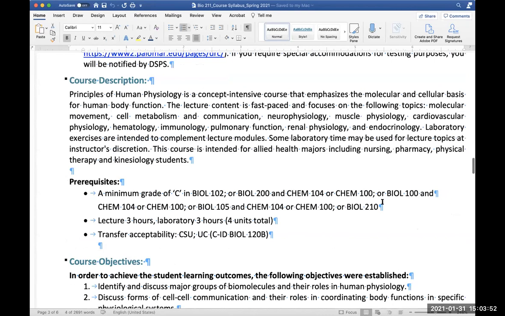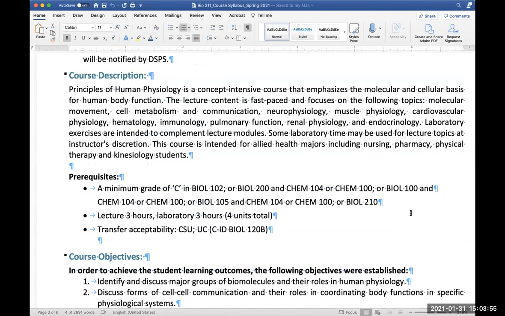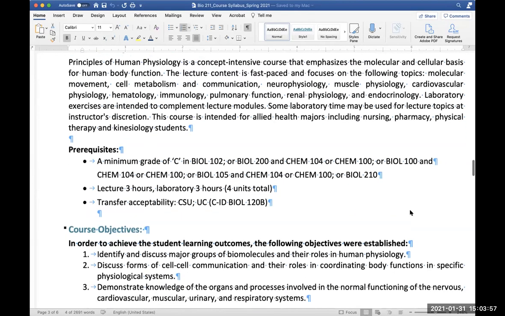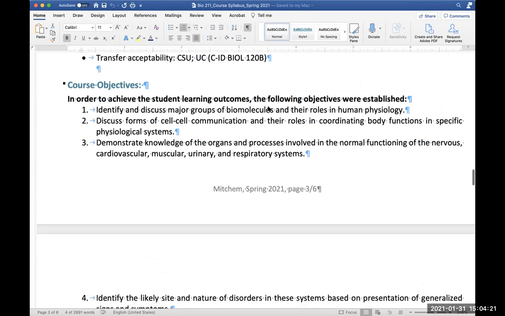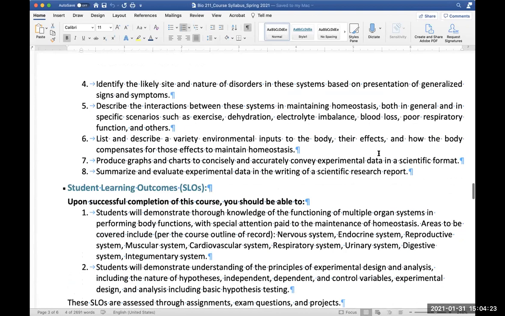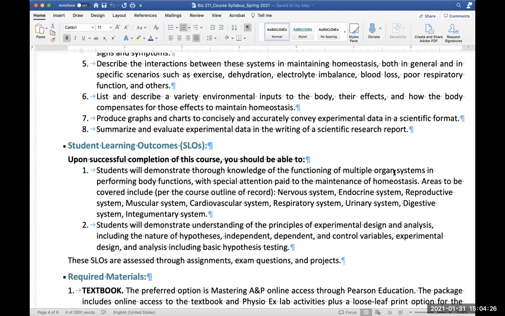So here's our prerequisite, co-requisite information. I'm not going to spend any time going over that now. Please read through the course objectives and the student learning objectives that are below. These are to be achieved at the end of the semester. Please don't read this and go, oh my gosh, how am I supposed to know all the organs? Because you're not supposed to know that now, but at the end of the semester, you should. So we've got our student learning outcomes as well.